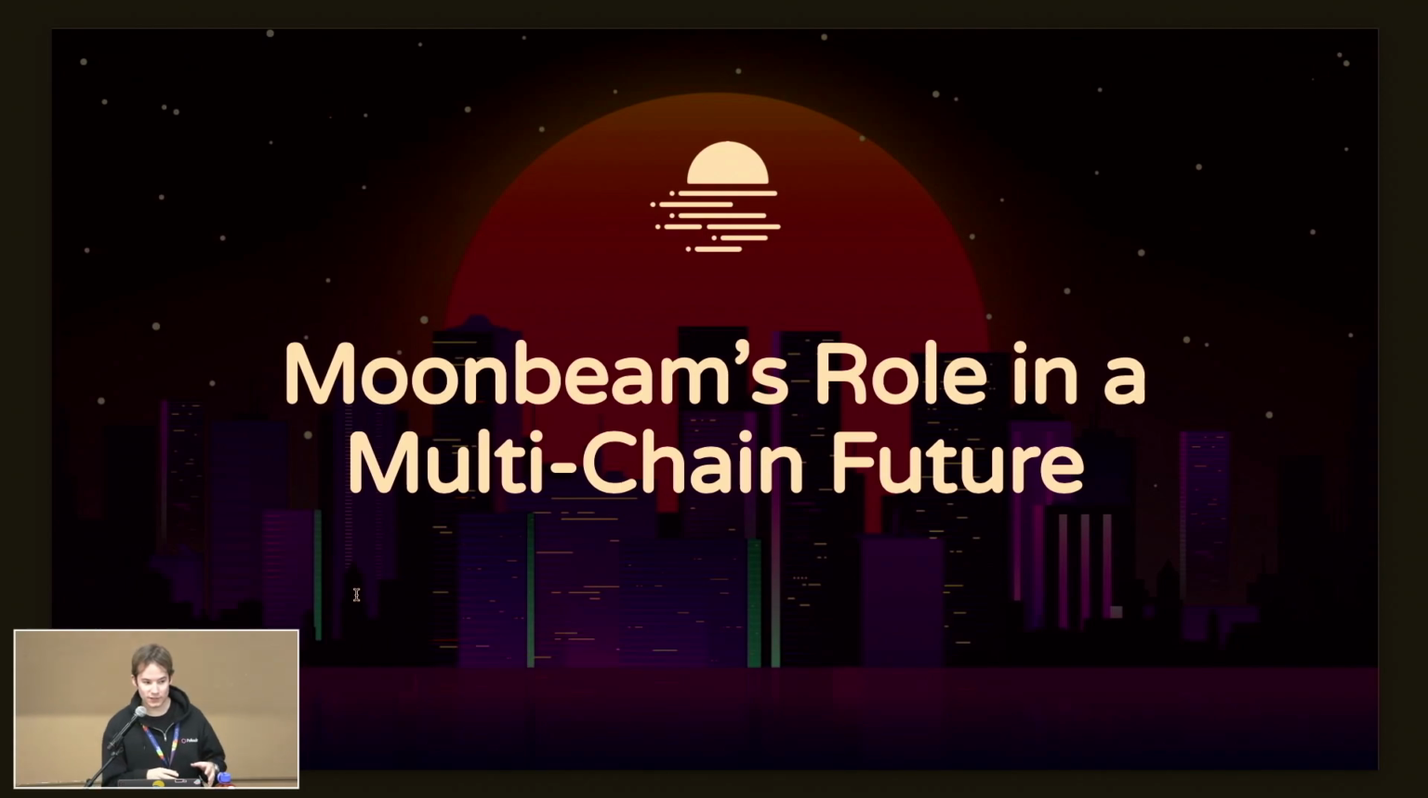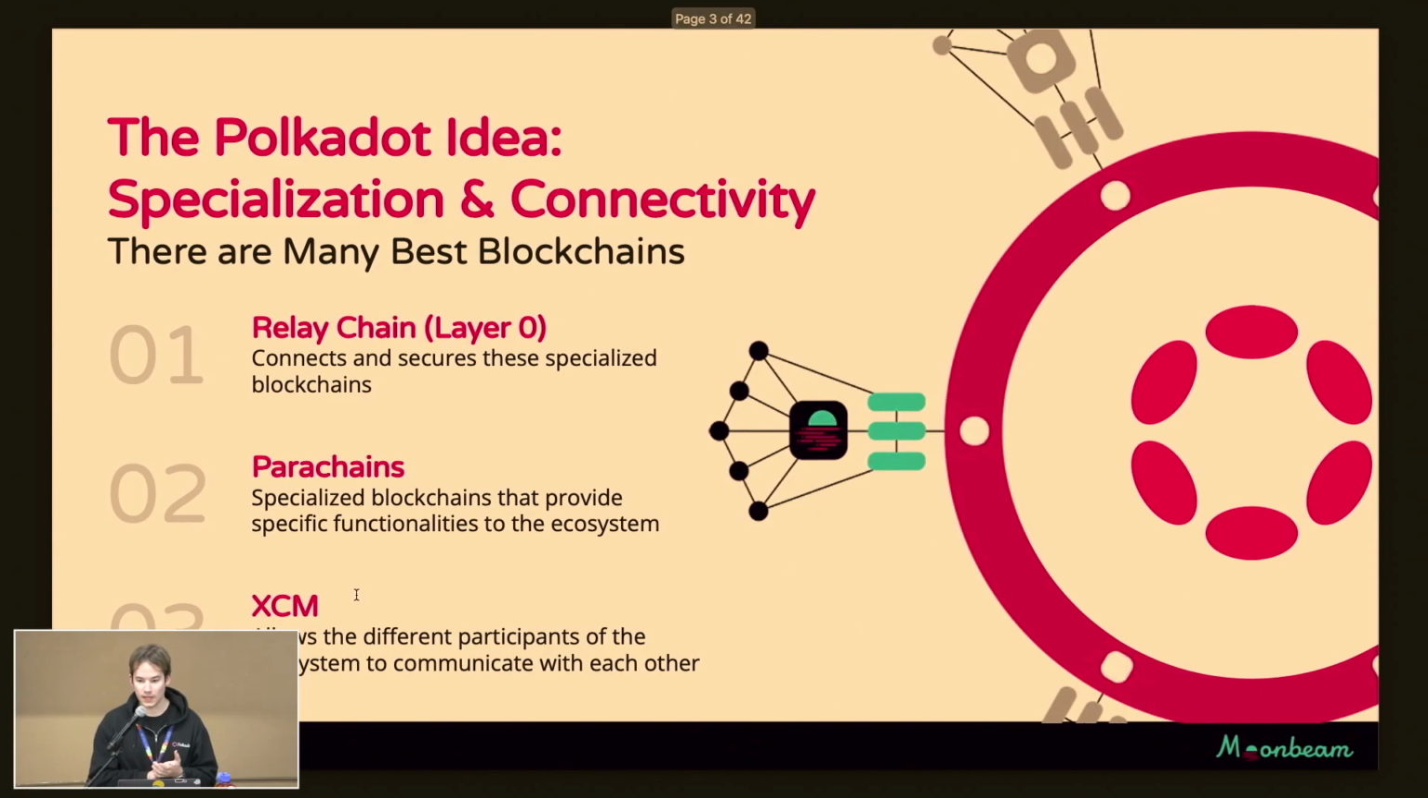So to orient ourselves a little bit into what's Moonbeam and what's Moonbeam's role in a multi-chain future, I'll talk just a little bit about Moonbeam and give you a bit of background. And to do that, I also want to give you a bit of background about Polkadot. So Moonbeam is a layer 1 blockchain running on top of Polkadot. And work on Polkadot started in about 2016.